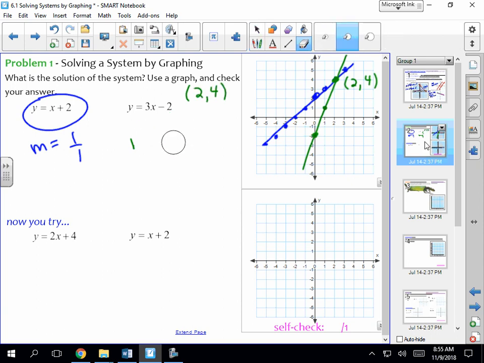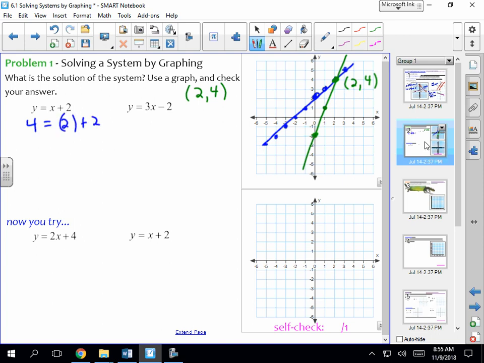And here's how you check it. If I plug in 4 for y and 2 for x, does the left side equal the right side? That's the check. You just plug it in. Now, it can't just work for one. It has to work for both. If I plug in 4 for y here and 2 for x here, let's see, 4 equals 6 minus 2, so 4 equals 4. So in both cases, it works. So I know that I've done it correctly.